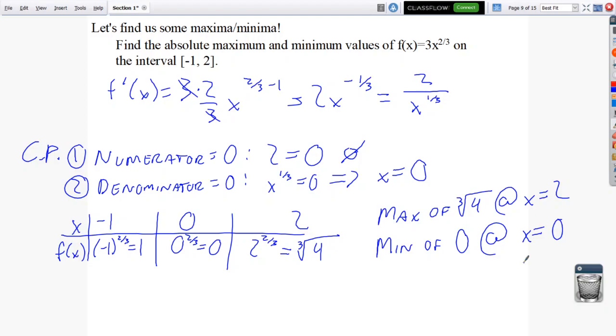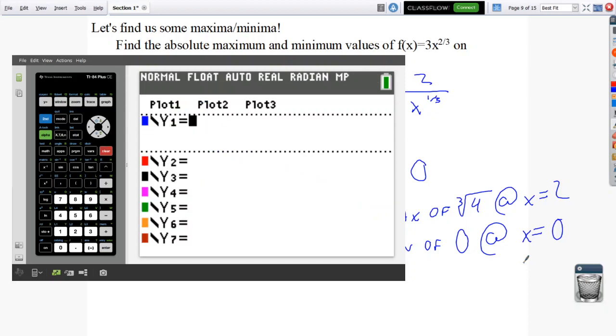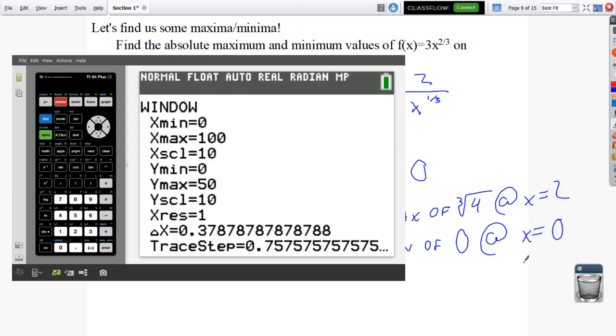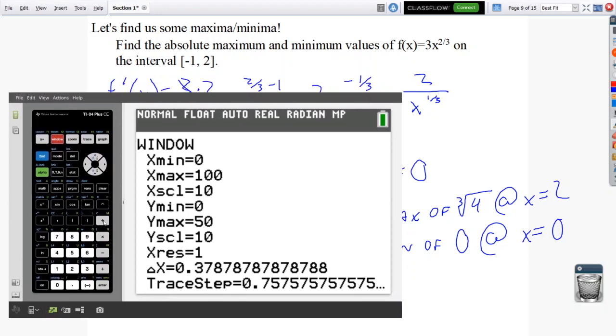Now the other way that we can do this, again, we can just bust out our calculator, and looking at that, we plug in the original function here. So our original function was, what was it? 3x to the 2/3 power. What I like to do here is restrict my viewing window. Again, I know that I'm talking about between -1 and 2. So I'm going to make my x min -1, my x max 2, maybe count by ones.